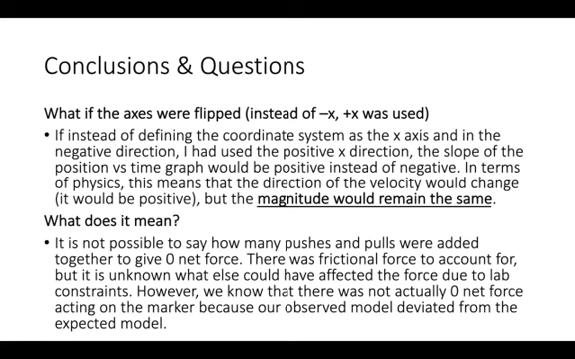What does this mean? It is not possible to say how many pushes and pulls were added together to give 0 net force. There was frictional force to account for, but it is unknown what else could have affected the force due to lab constraints. However, we know that there was not actually zero net force acting on the marker because our observed model deviated from the expected model.